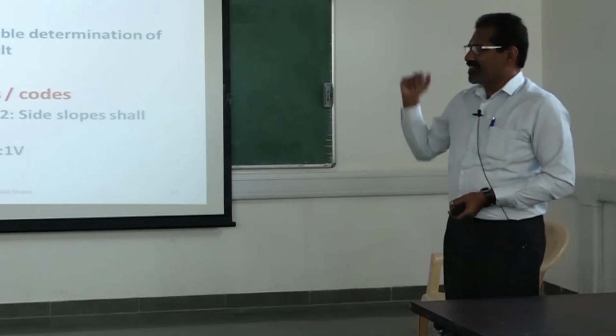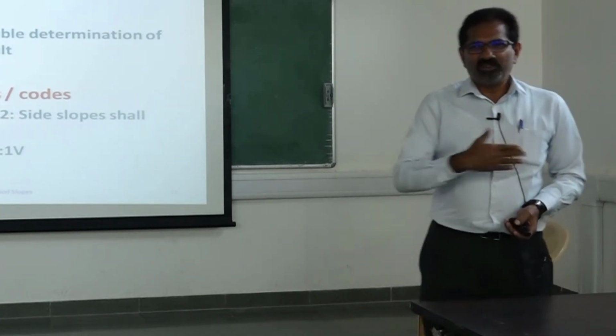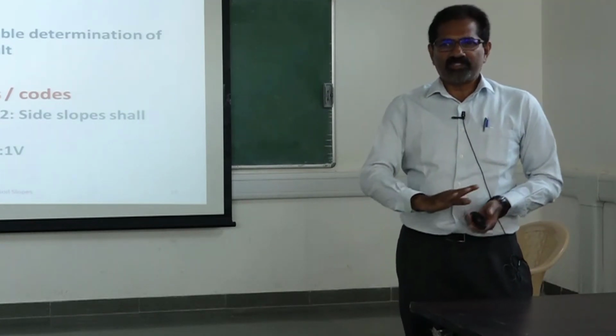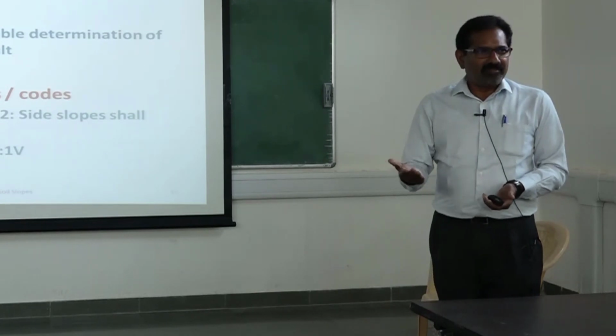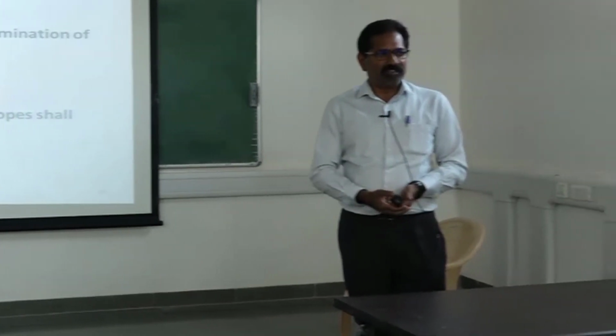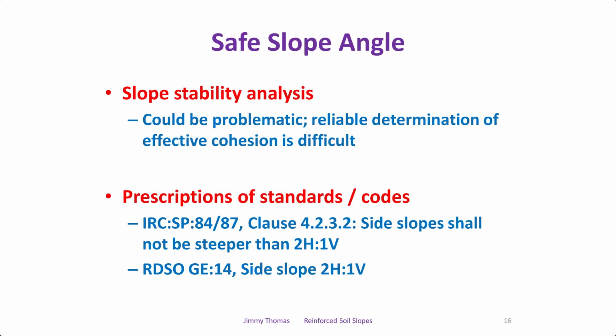So that's what the standards have done. Adopt two horizontal to one vertical, which works for most types of soils. It's not always so; if you have a very plastic clay, even 2:1 may not be safe enough. But for normal kinds of soils, this works. Same thing with railways. So that part is answered. If you are doing a highway or railway embankment, what is the safe slope? In most cases, two horizontal, one vertical. Anything steeper, I have to go for either.